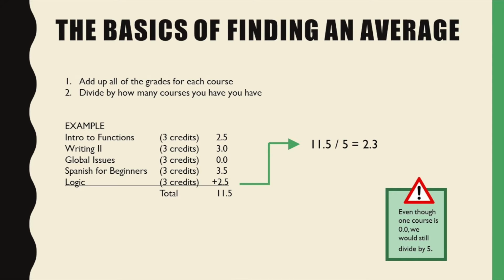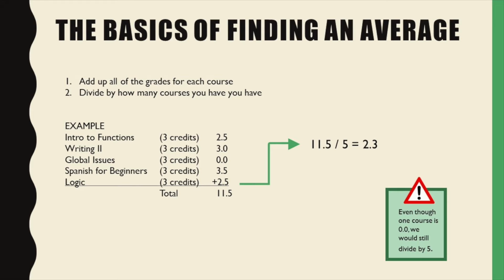Take a look at this example of a course schedule. There are 5 classes. Each class is worth 3 credits. To find the semester GPA, add up the grade for each of the 5 classes, then divide by the number of classes there are total.